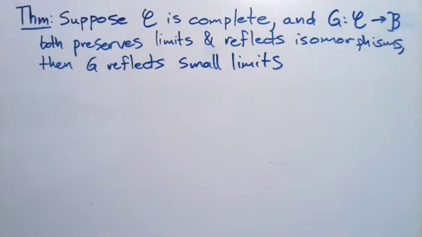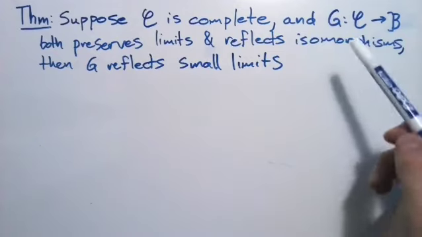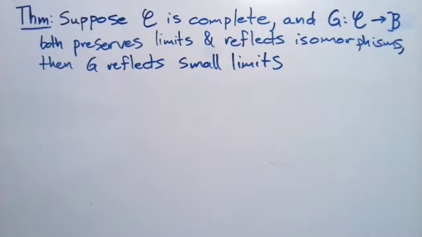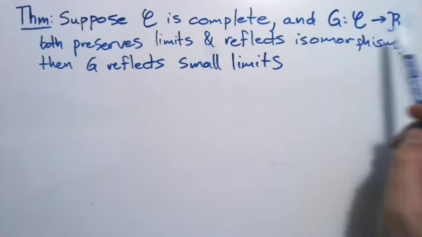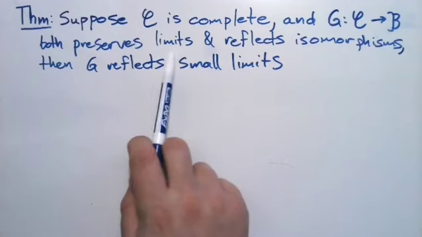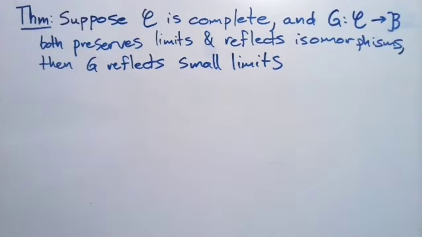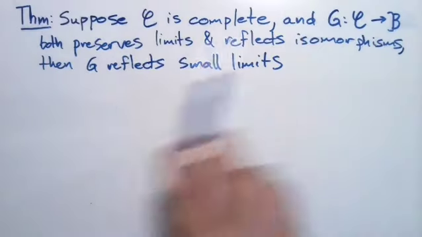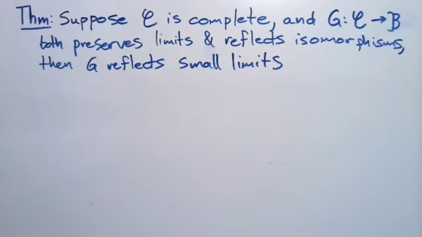So you can kind of take it however you want, but let's start with the statement of the theorem. So suppose C is a complete category, and that G is a functor or a diagram, either one because they mean the same thing, from C into some other category B that both preserves limits and reflects isomorphisms, then G also reflects small limits.